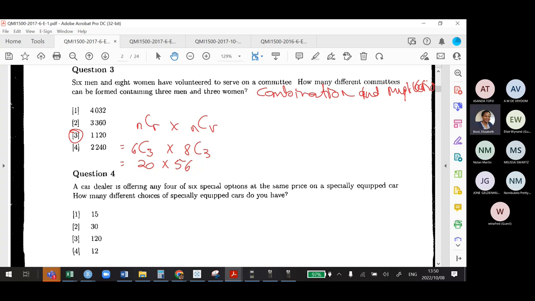Question four, a dealer is offering any four of six special options at the same price on specially equipped cars. How many different options of specially equipped cars will you have?